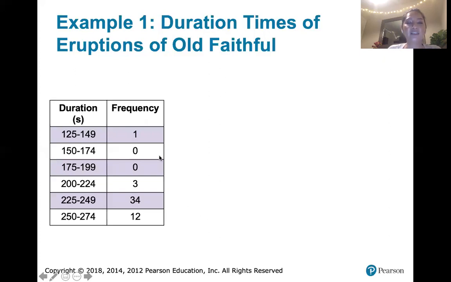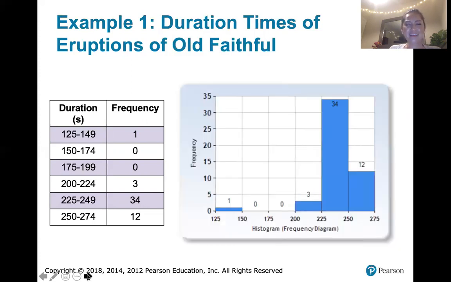We can look at this in a table, which is insightful, or we can look at this in the form of a graph. This is the corresponding histogram for this frequency distribution. Notice that we've got the lower class limits as tick marks separating the bars on this particular histogram. So we've got 125, 150, 175, 200, 225, 250, and 275 here.